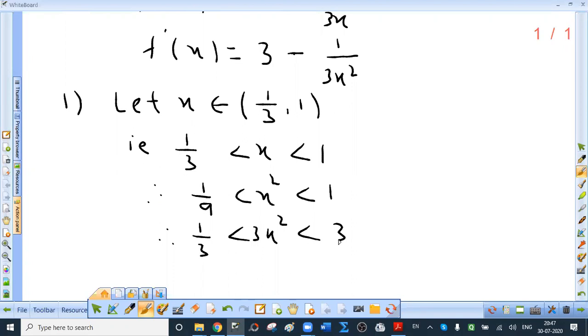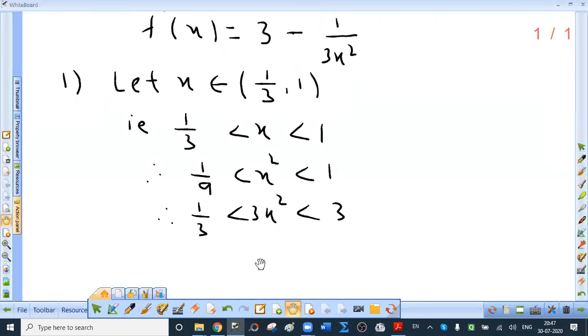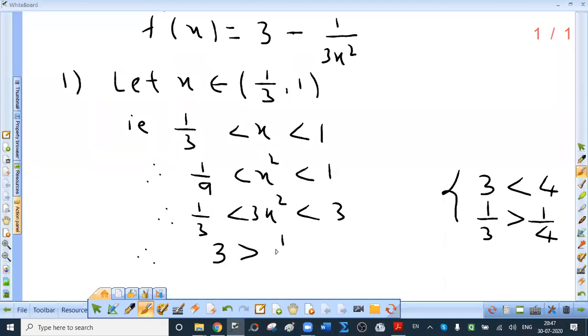Is this correct? Now take reciprocal. Remember, if reciprocals are taken, inequality gets reversed. I will give you one example. And for that, what is the requirement? Both have the same sign. Means what? See, 3 less than 4. Take reciprocal. 1 upon 3 is greater than 1 upon 4. Therefore, if I take reciprocals, then 3 greater than 1 upon 3x square greater than 1 upon 3.